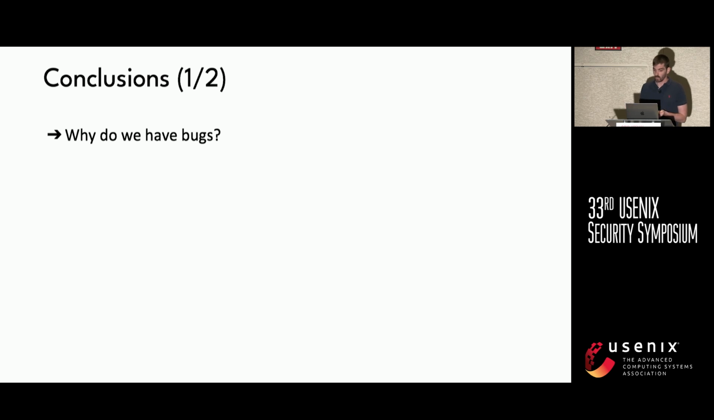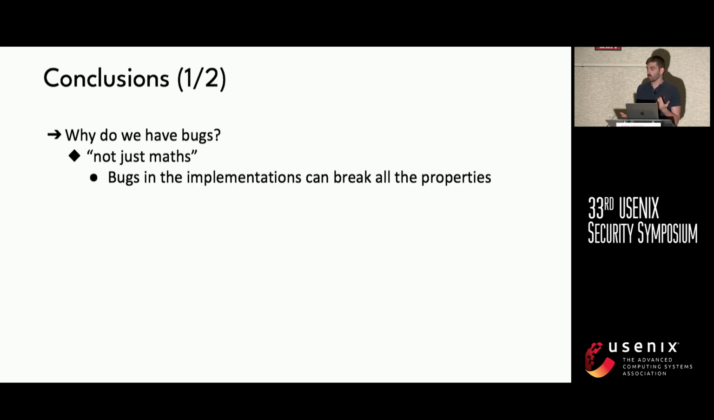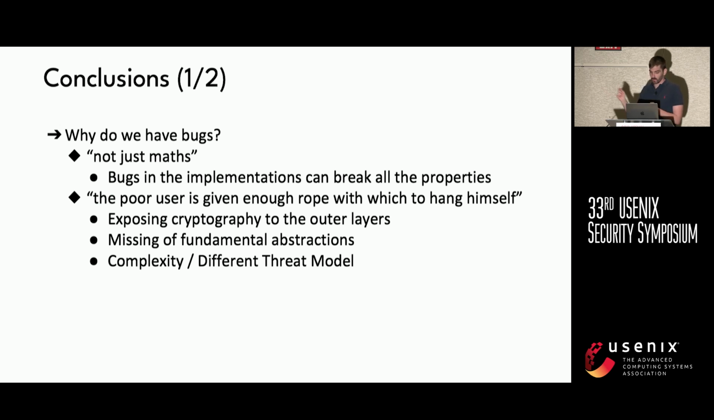So in conclusion, why do we have bugs? Unfortunately, although ZKPs are based on very nice maths, it's not just maths. Bugs in the implementation can break all the properties that zero-knowledge proofs provide. Another quote I want to use is one from Ron Rivest, which is that the poor user is given enough rope with which to hang himself. He wrote that in one of the specifications for digital signatures, but I think the situation here is even worse because we expose a lot of cryptography to the outer layers.